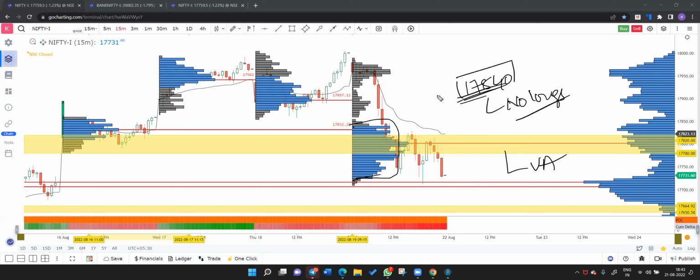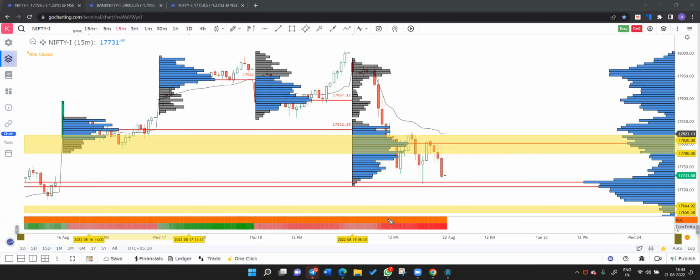Only then is there a possibility that we can at least test Friday's highs and then go above the swing. Until then, sellers are strongly in control. To the downside, when I look at it from a composite profile perspective, I can see that the extreme end ranges of 17,650 is a very important reference.